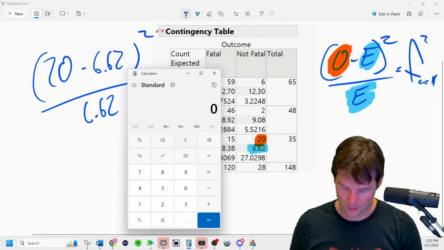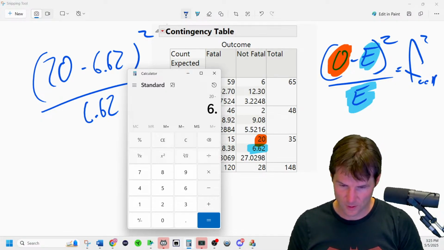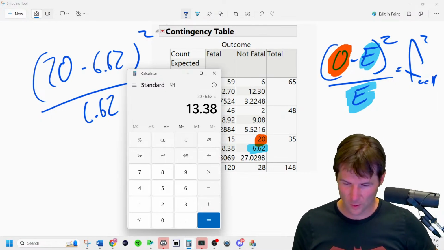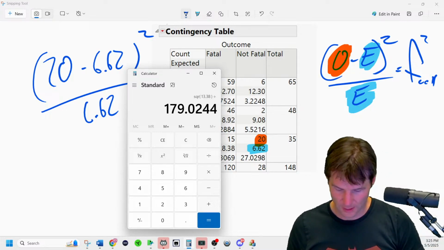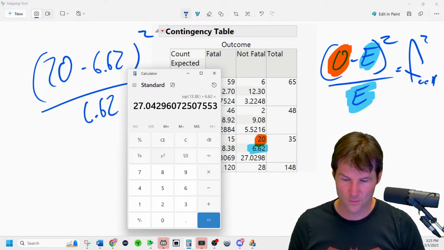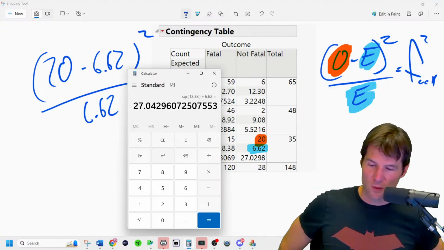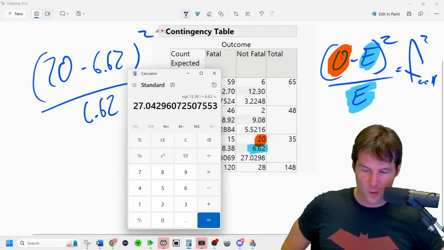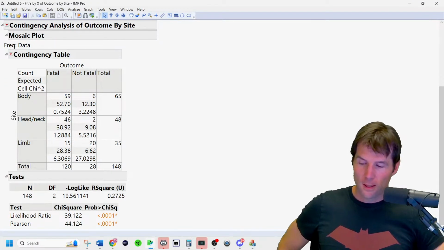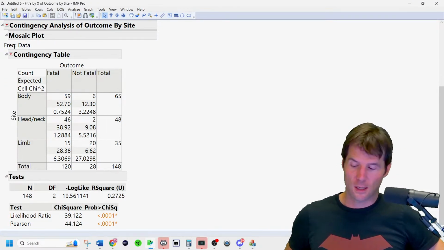Sure, we got close enough. 20 minus 6.62, square that quantity, and then divide by 6.62. And there it is, 27.0 something, 27.04, 27.03, because JMP's probably carrying extra decimals we don't see. And so that is the cell chi-squared right there.